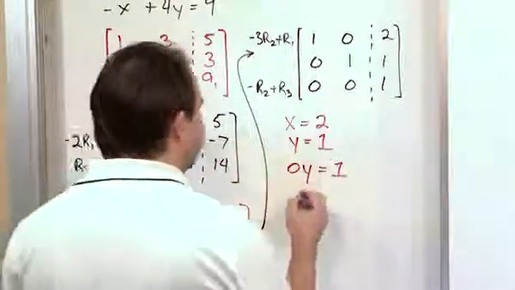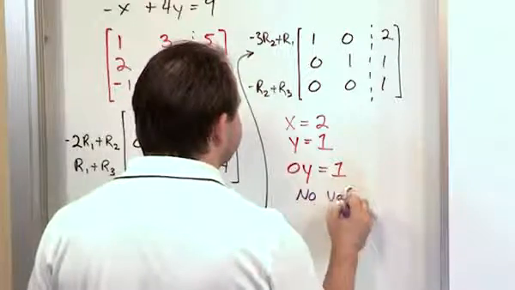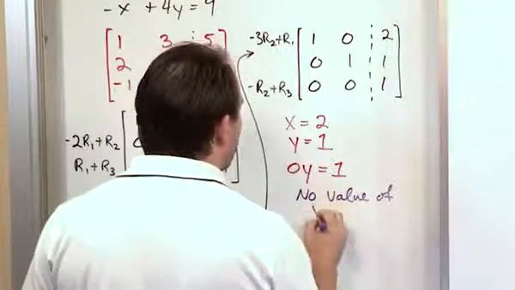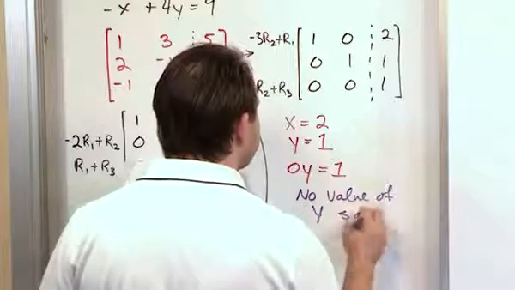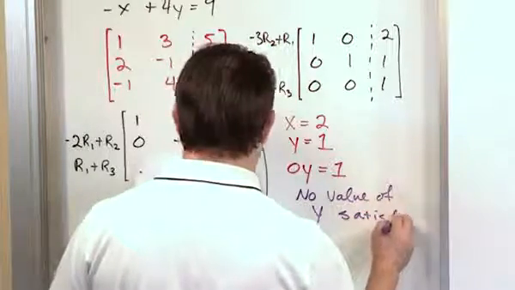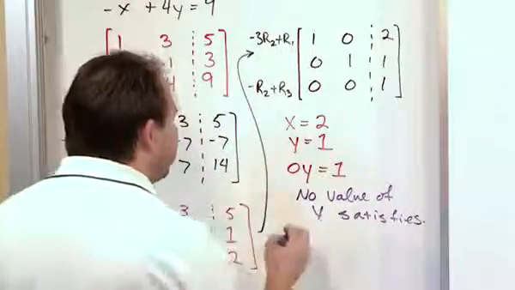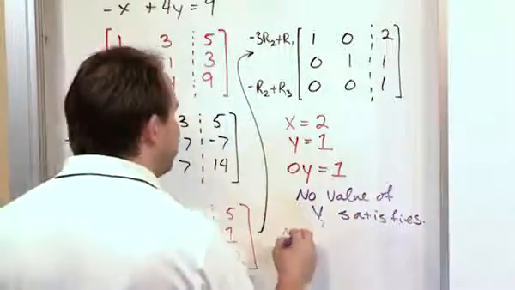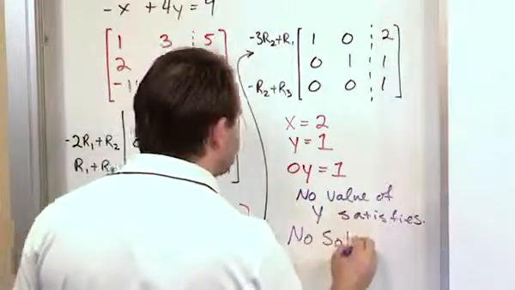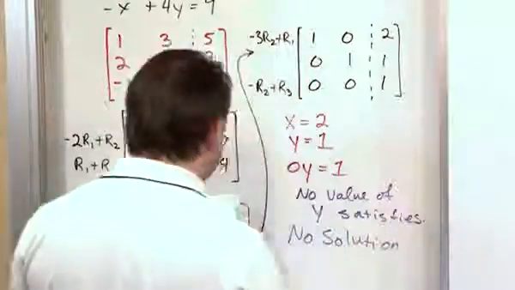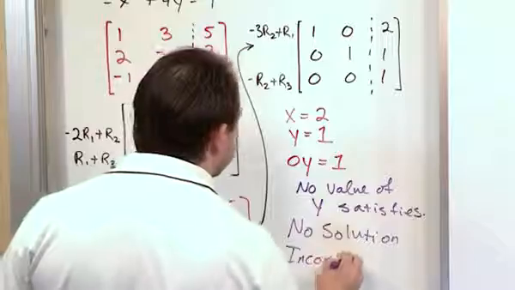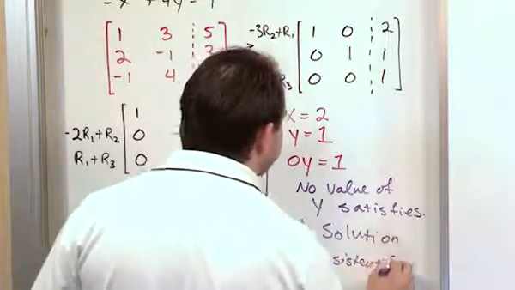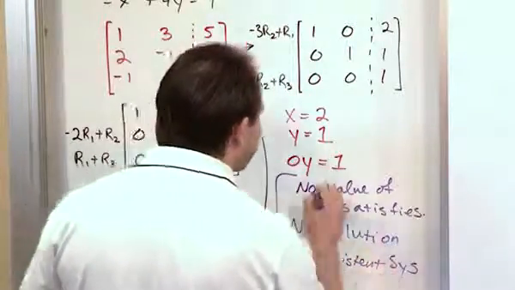And what this is telling you is that no value of y satisfies this guy. So we say that for the whole system, there is no solution. And we call this an inconsistent system. And this is effectively what you need to look for.